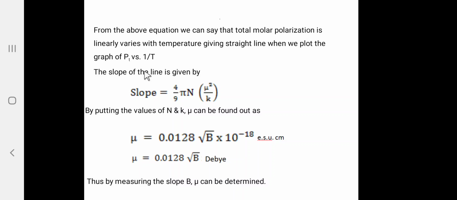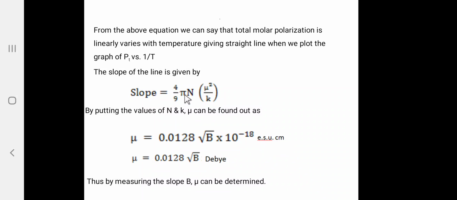When we determine the slope of the line, the slope is equal to 4 by 9 pi n mu square divided by thrice k. By substituting the values of n, pi and k, mu can be calculated. Just by substituting the value of the slope, we can calculate mu. So, this equation can be reduced to mu is equal to 0.128 under root b into 10 raised to minus 18 ESU centimeter.